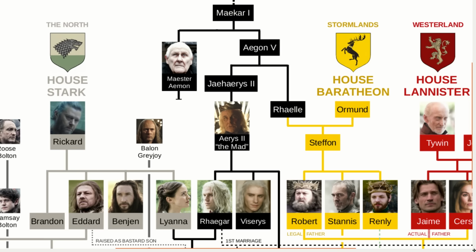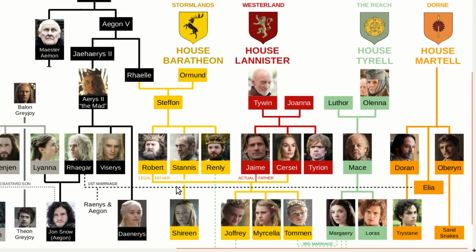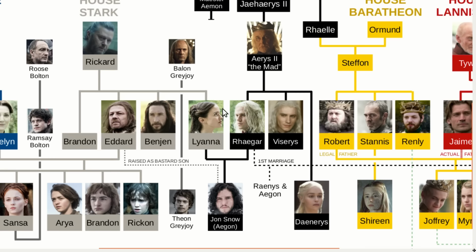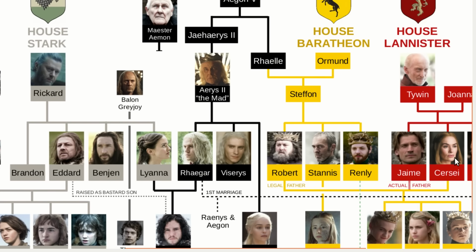About 17 years before the show starts, Aerys II was king, and Prince Rhaegar was the heir to the throne. Rhaegar was married to Elia Martell from Dorne. They actually had 2 small children, but Rhaegar was secretly in love with this woman here, Lyanna, of House Stark in the north. She was the sister of Ned Stark. But Lyanna was originally engaged to Robert Baratheon. Remember, this is before Robert was king and before he married Cersei.